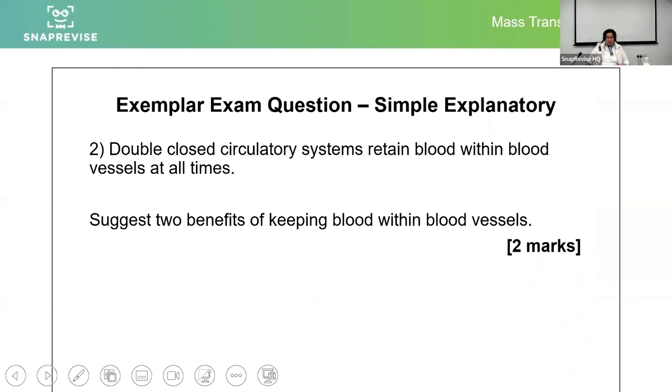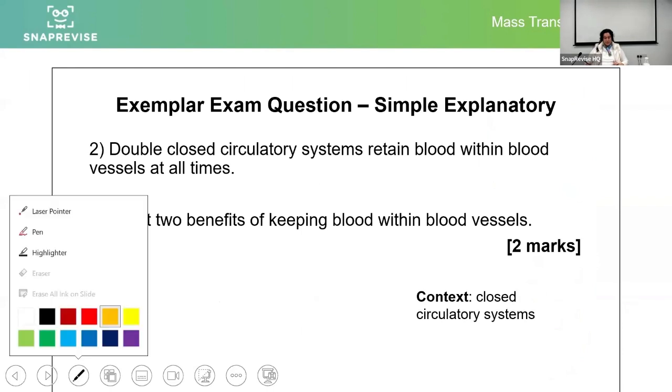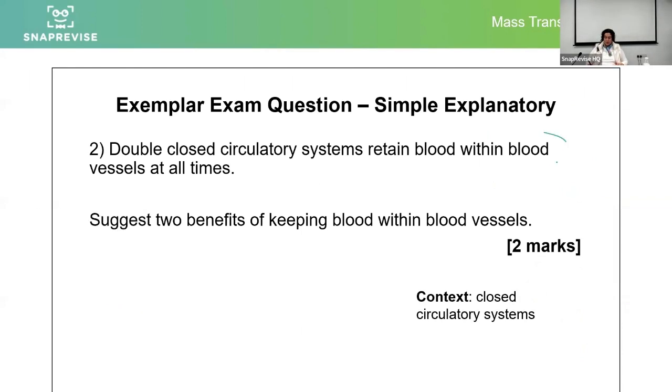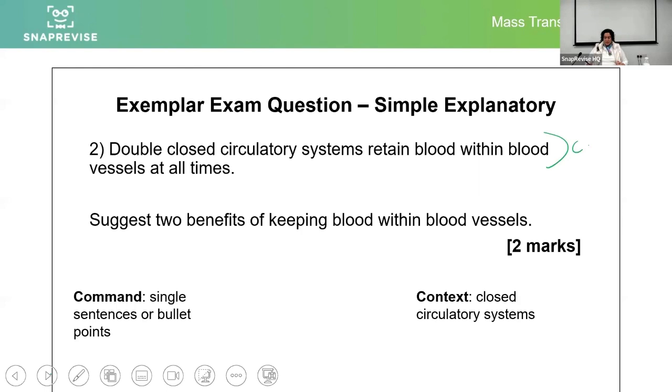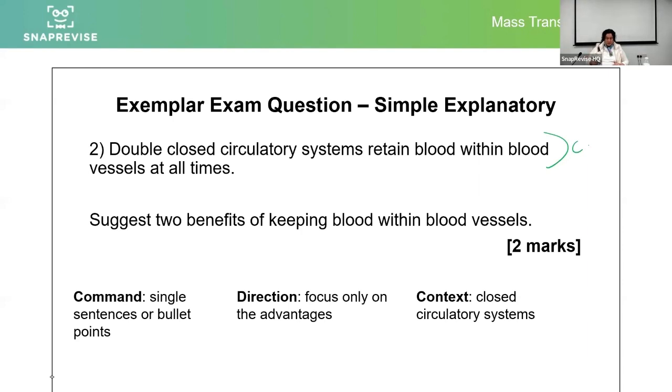Let's have a look at a typical exam question. Double-closed circulatory systems retain blood within the blood vessels at all times. Suggest two benefits of keeping blood within blood vessels. So basically, if we break this down, the context is that we are dealing with closed circulatory systems. The command word, of course, is suggest. Because I'm being asked to suggest two benefits specifically, I know that I'm writing two short answers about it. And my direction is going to be to focus only at the advantages, at the benefits.